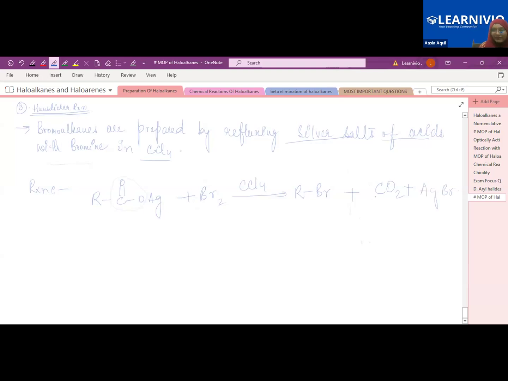So these two, carbon dioxide and AgBr, are the byproducts, and the main product is your RBr, which is your bromoalkanes. That's how bromoalkanes are prepared by this method, the Hunsdiecker reaction.